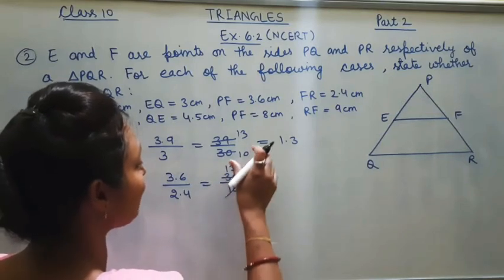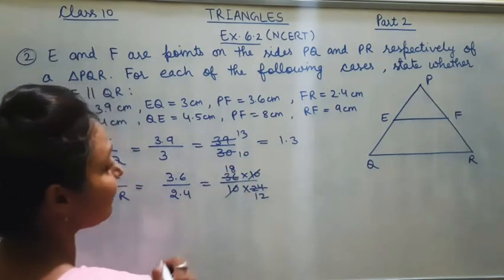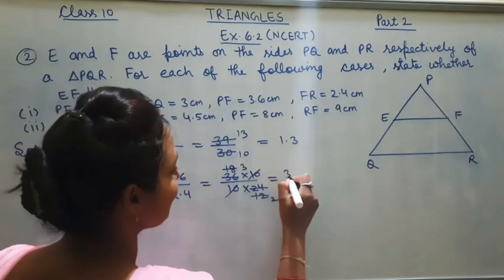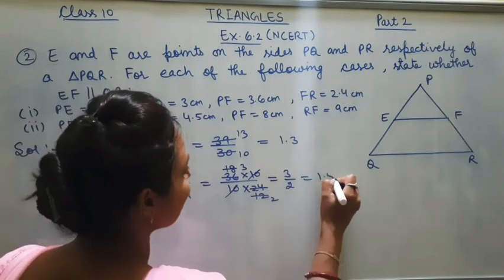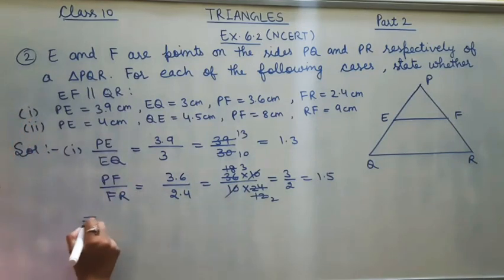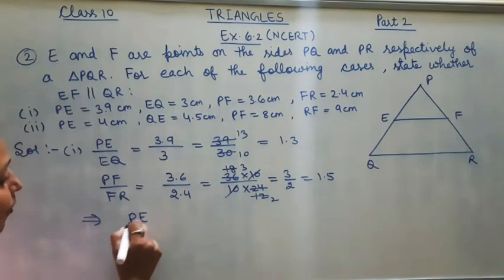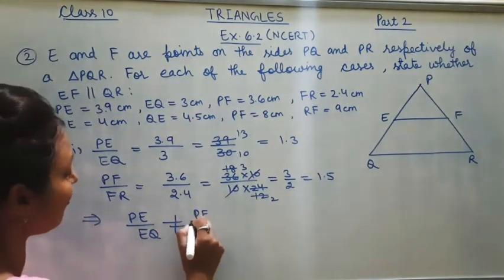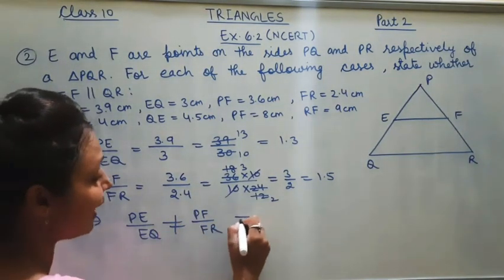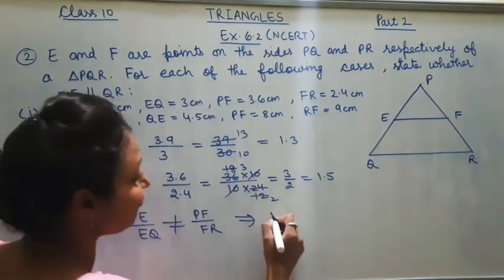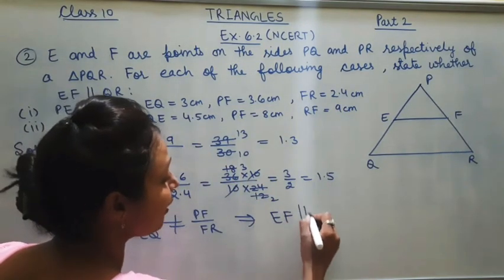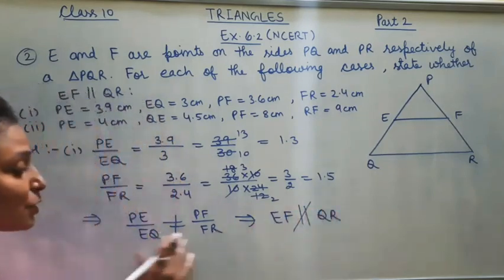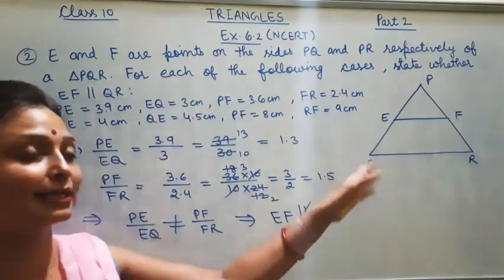12 and 2 8s are... 6 2s are 12, 6 3s are 18. So 3 by 2 is 1.5. Both are not equal. This implies PE upon EQ is not equal to PF upon FR. That means EF is not parallel to QR. Right? If these two are equal, then these two sides are parallel.